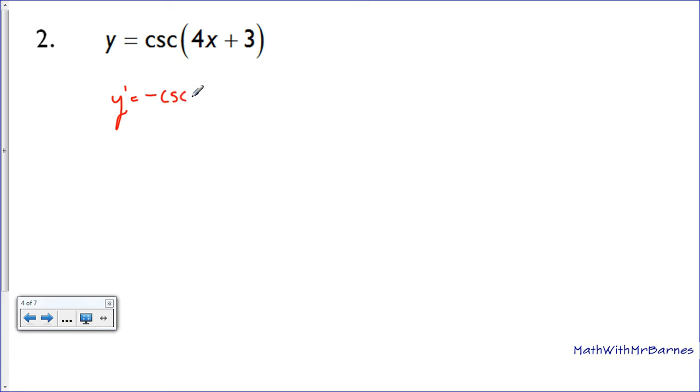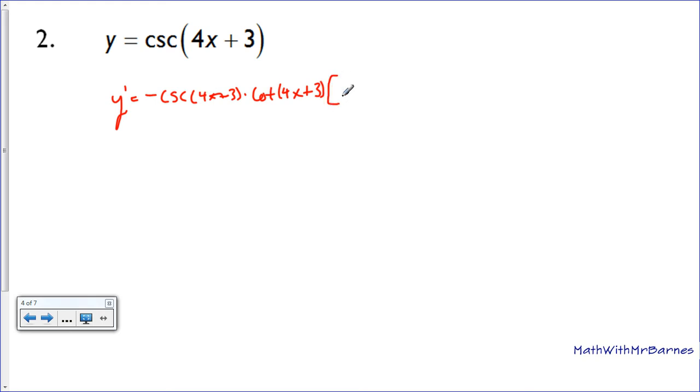Negative cosecant 4x plus 3 times cotan 4x plus 3. In most of your calculus courses, you should probably start out by doing the proofs of these things, and then you get them. At the end of the day, you need to know how to use them, so don't stress too much about where they come from. I suggest knowing the proofs of sine and cosine, but the other stuff is just the result of those. So that's our first piece.